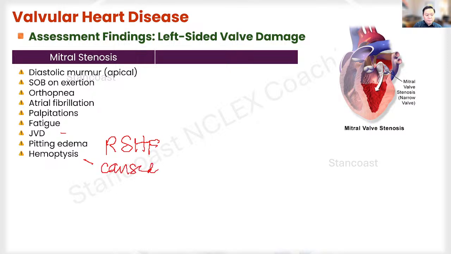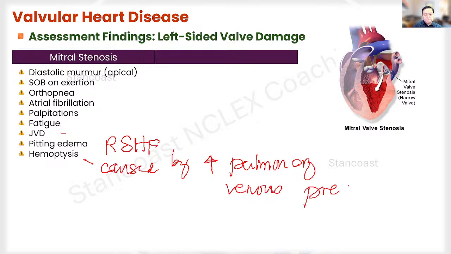Caused by increased pulmonary venous pressure. Okay. Once it does that into the pulmonary circulation, it will cause that leaking of the blood into the alveoli, and that's why they're going to end up with coughing up red sputum or blood-tinged sputum.